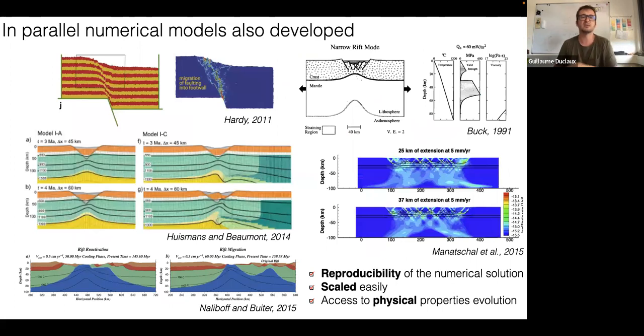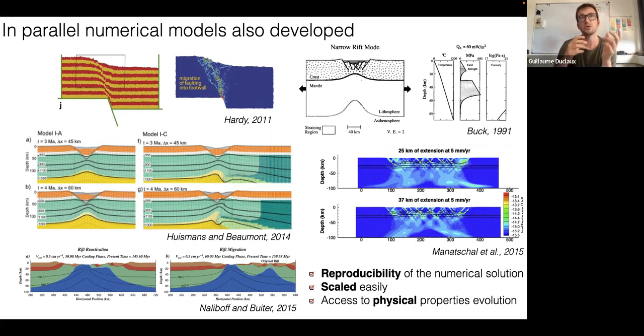And then numerical models evolved and improved, and people have been looking at modeling this type of structure using different methodologies. The nice thing with numerical models is they can be scaled easily, they're easily reproducible, and you can access some very fine physical properties and their evolution.